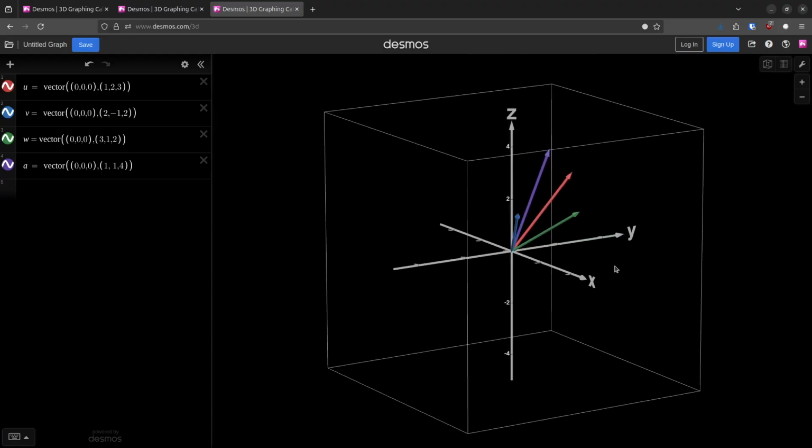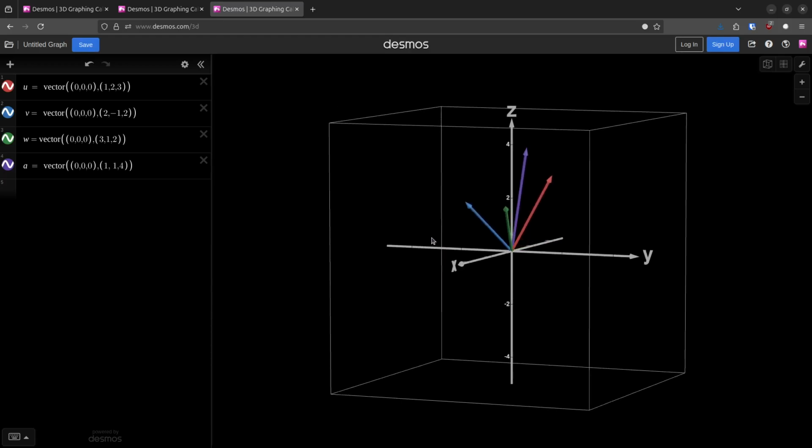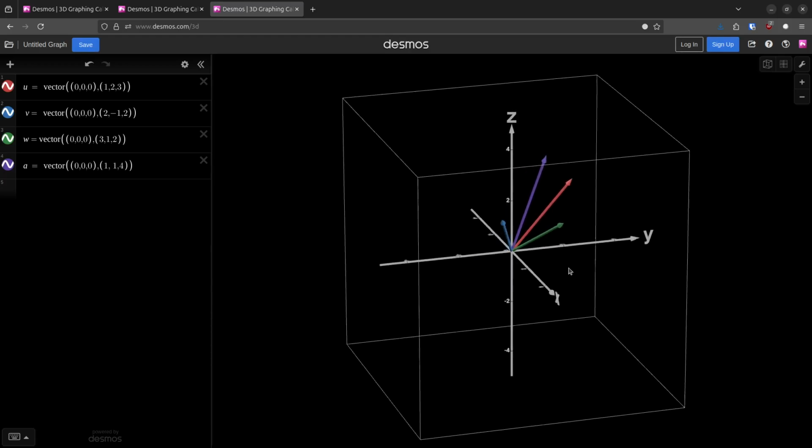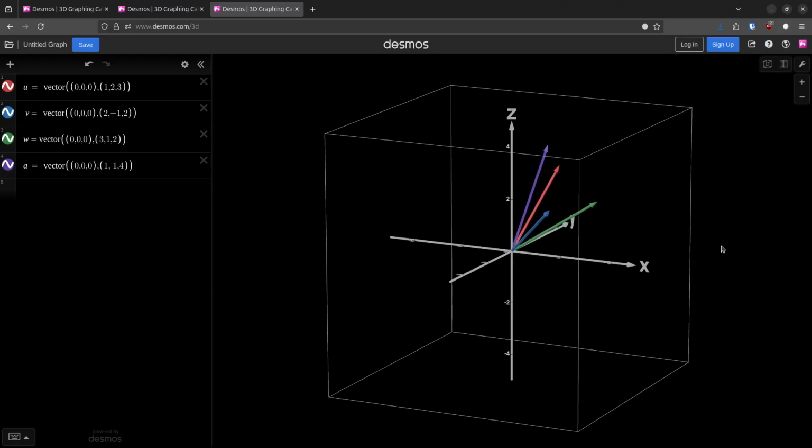So generally, you need one vector to span a line. You need two linearly independent vectors to span a plane. You need three linearly independent vectors to span three-dimensional space. In this case, I have four vectors, which is more than I need to span three-dimensional space, so they must be linearly dependent.